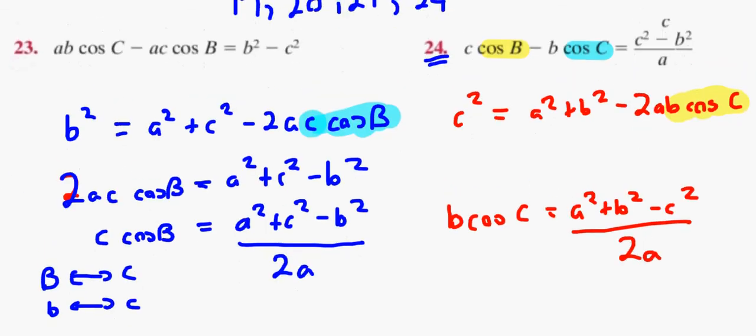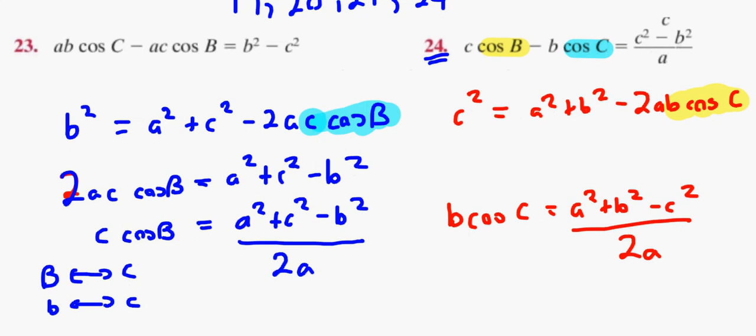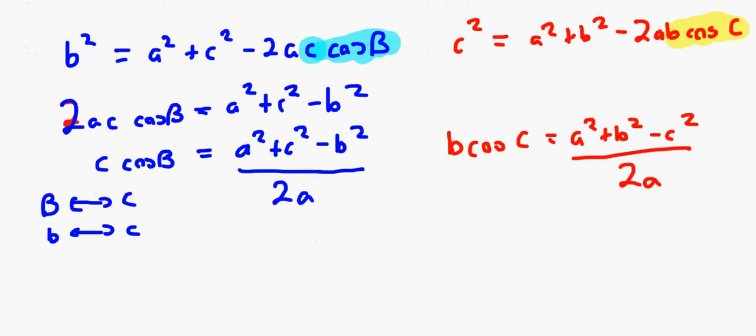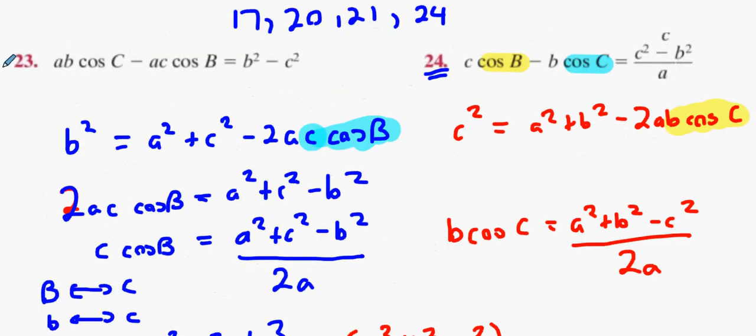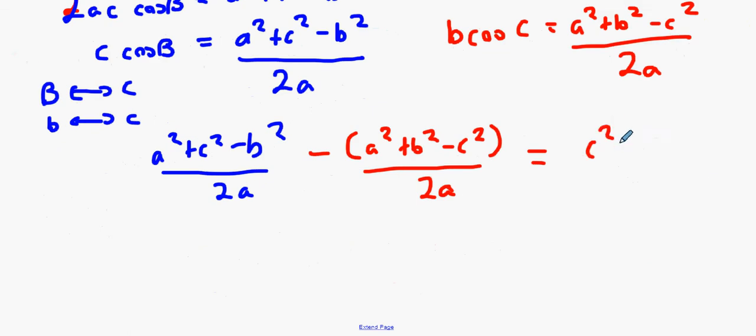Now take one away from the other. So we're going to do C cos B minus B cos C. So we're going to do blue take away red. And this will equal, what will this equal? This should equal C squared minus B squared all over A.